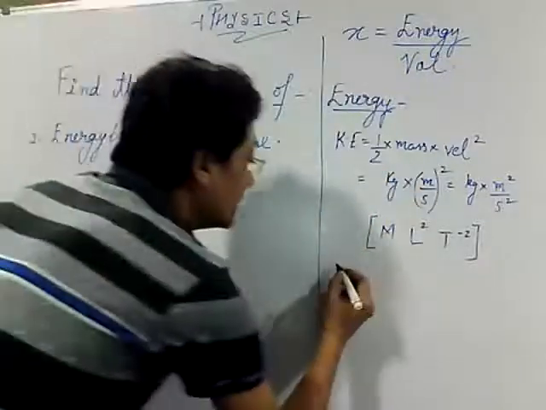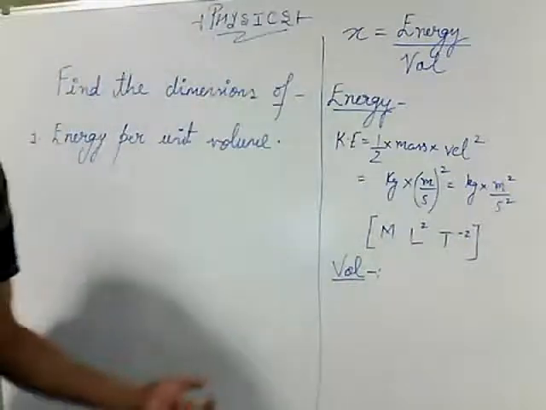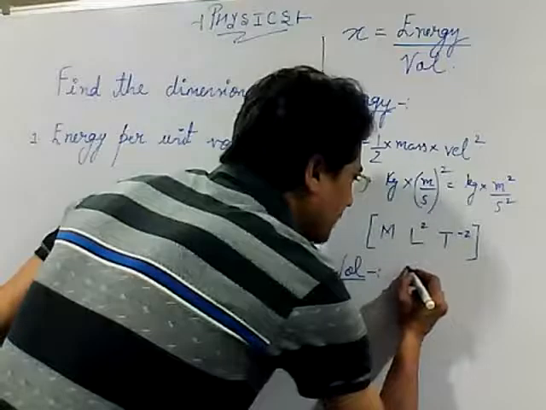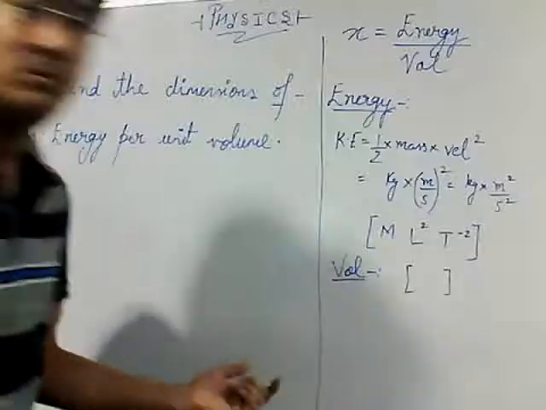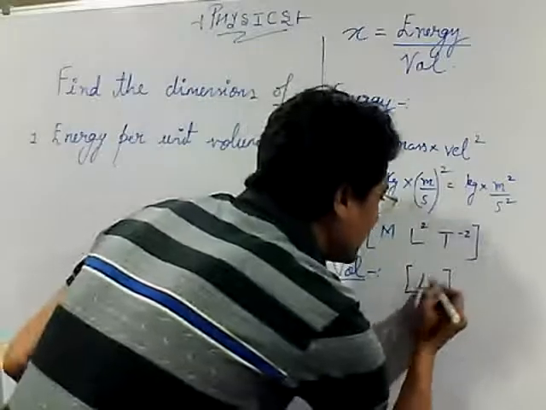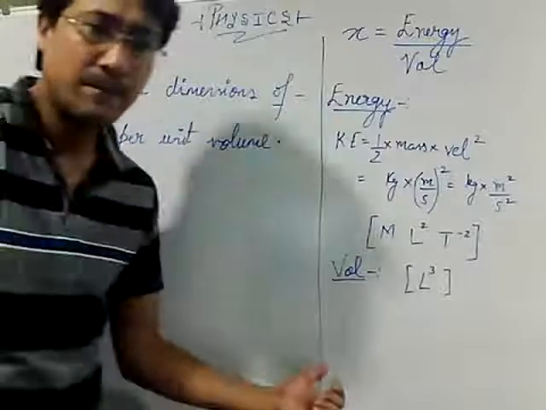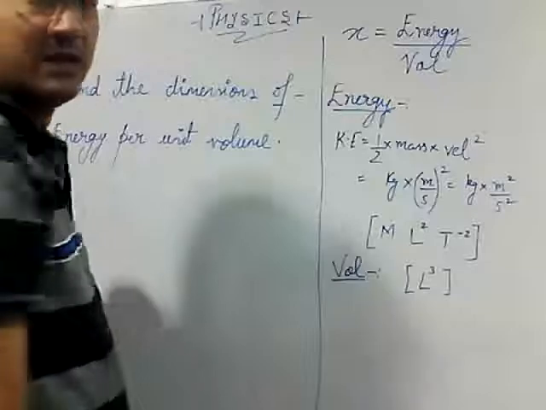So let's find the dimensions of volume also. Volume, the dimensions are very easy. The dimensions of volume are, or its unit is meter cube. So I can simply state it as length cube, L cubed. Quite clear?